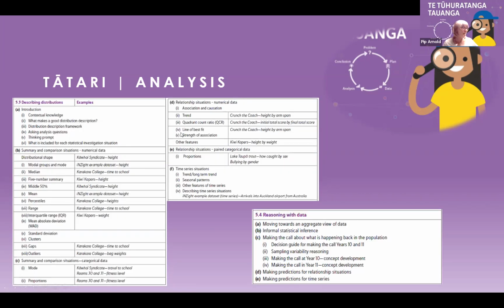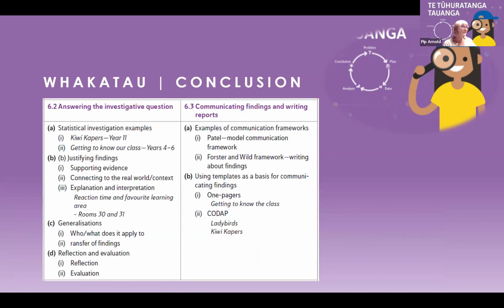And then we do describing distribution. So that's the stuff that we do after we've got the visualization. We have to describe it. So I go through all the different types of features we might see in data visualizations, and then a section on reasoning with data. And then the conclusion, that's got 2 parts.